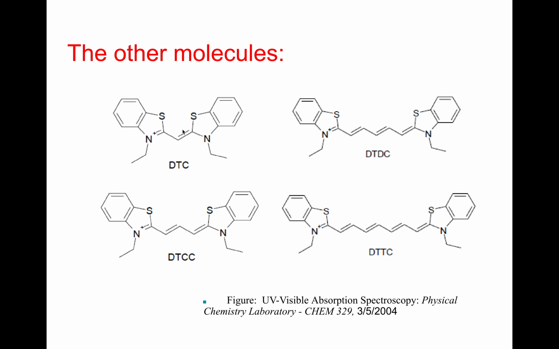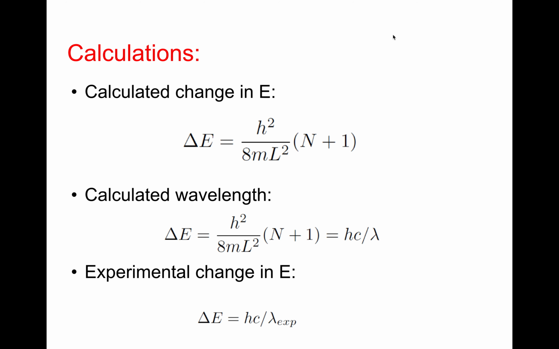The primary difference between these molecules is that in each, we gain 1 double bond. So we have 22 pi electrons, 24, 26, 28 pi electrons. Okay, so what are we going to do? The first thing is we're going to calculate the change in energy. Okay, very simple. So delta E is this with 22, 24, 26, 28 pi electrons, okay?